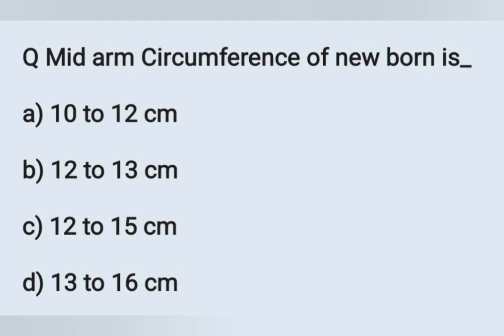And the next question is, mid-arm circumference of newborn. Option A, 10 to 12 centimeter. Option B, 12 to 13 centimeter. Option C, 12 to 15 centimeter. Option D, 13 to 16 centimeter. Our question is, what is the normal mid-arm circumference of a newborn?